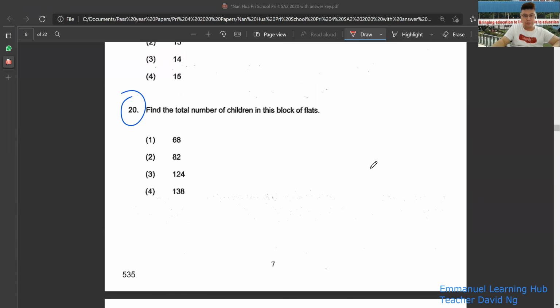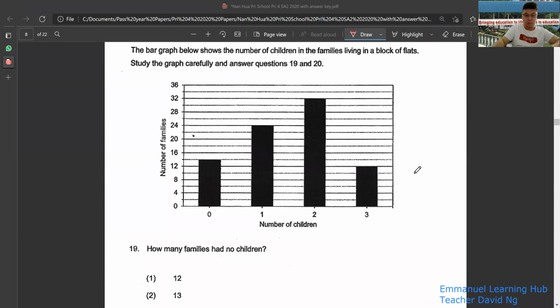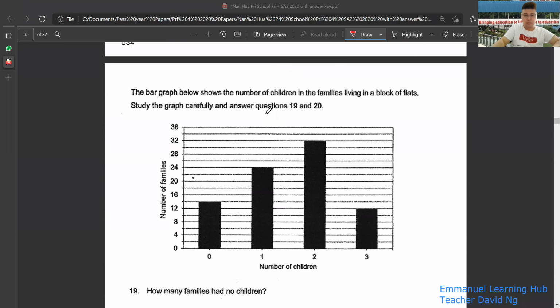Question 20. Total number of children in this block of flats. 0 children, number of families, this is how many? 14, right? 14 times 0 is 0. Then this is how many families? 24, right? 24 times 1 is 24.